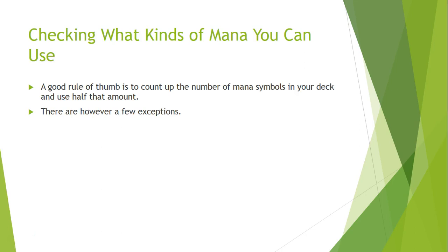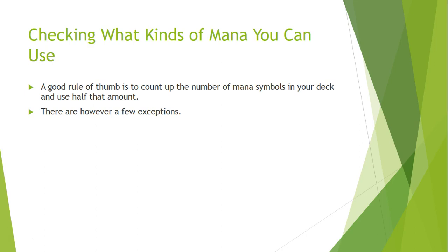Now, a good rule of thumb, and this is in response to a question that I get asked a lot by returning drafters or by people who are new to the Limited format: how much of each kind of land should I have? Now this is a general rule of thumb. Again, I don't want anyone to think that this is hard and fast and carved into stone, but a good rule of thumb here is that you want to count up the number of mana symbols in your deck, divide that by half, and that's the amount of mana that you want.